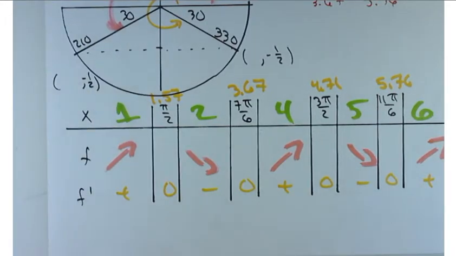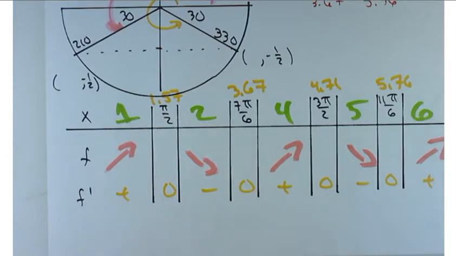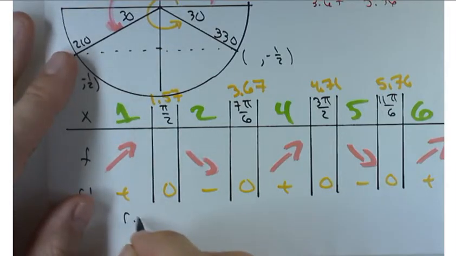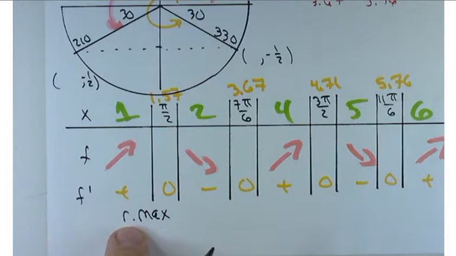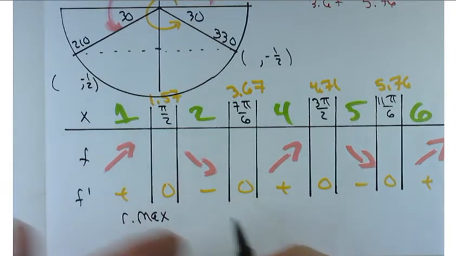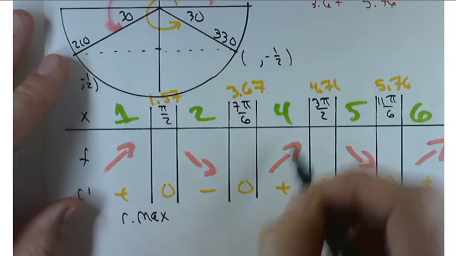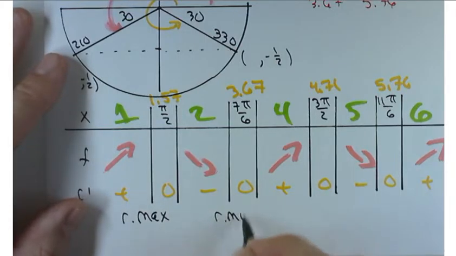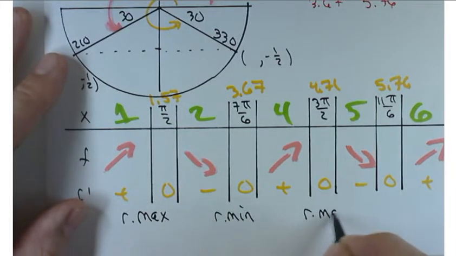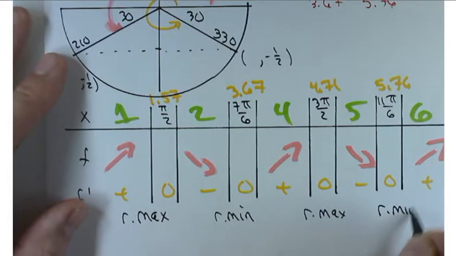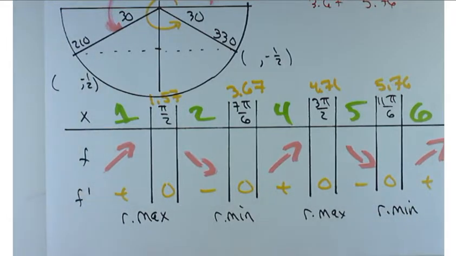So, Dom, what kind of point must I have at pi over 2? What's that going to look like on the graph? Yeah, a relative maximum. And I appreciate that you said relative, too. Good job. And the next point, the function's decreasing, then it starts increasing. This has to be a relative minimum. Relative max. Relative min. Nice.